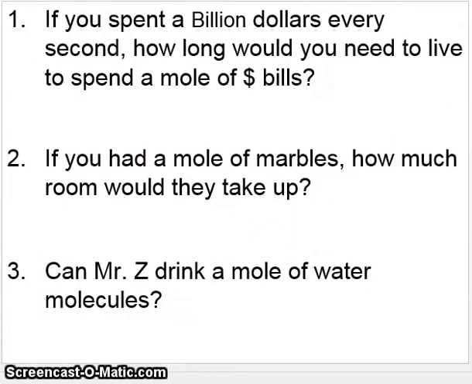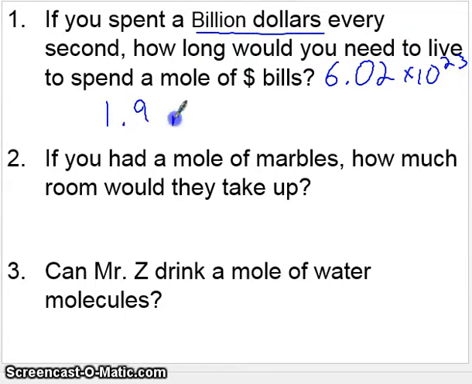So here are the questions. Question number 1, if you spent $1 billion, which is a lot of money, there aren't many billionaires in the world, there are a few, but if you spend $1 billion every single second, how long would you need to live to spend a mole, that 6.02 times 10 to the 23rd, of dollar bills? Would it be a year? Would it be 10 years? Would it be 50 years, 100, 1,000? No. It would take you 1.9 million years to spend this much money.